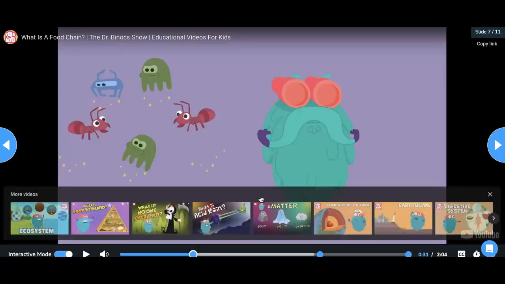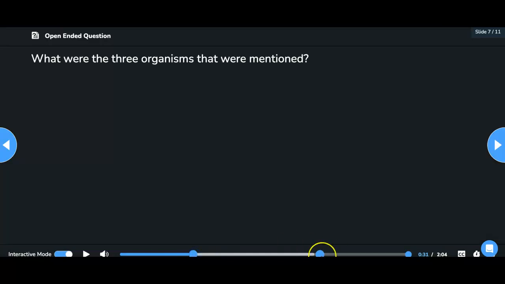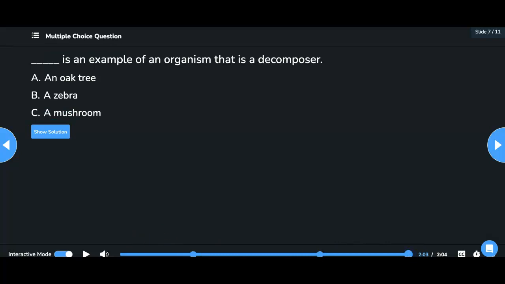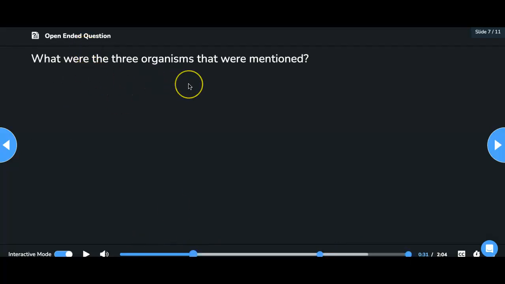In this slide, I have provided an interactive video that further examines producers, consumers, and decomposers. You can see here there are different pausing points along this video that students can interact with and answer questions. This further promotes and enhances student engagement throughout the video.